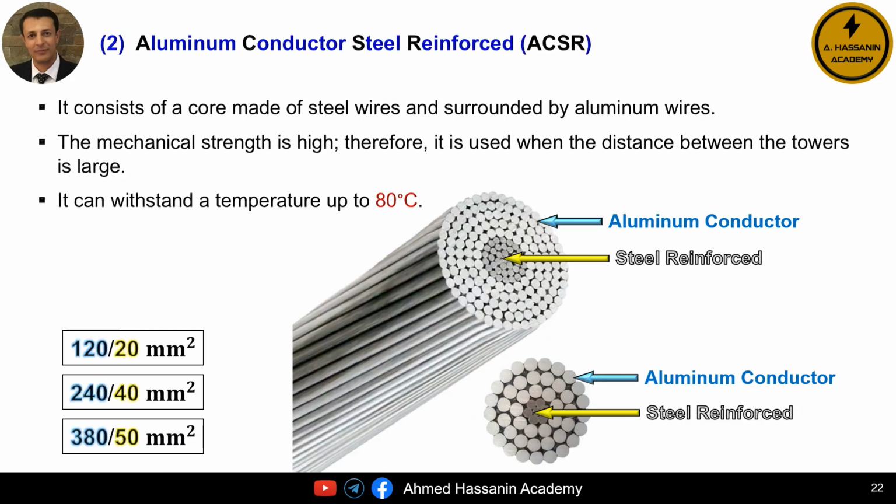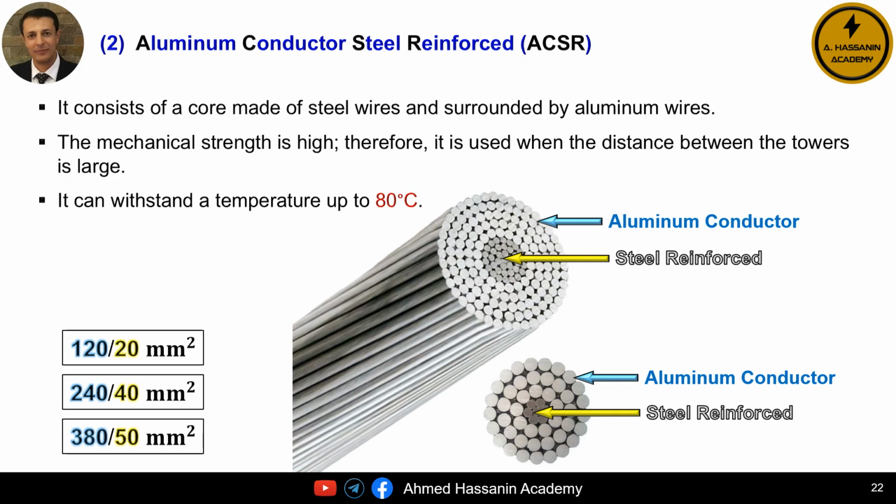The second type of traditional conductor used in overhead transmission lines is the aluminum conductor steel reinforced, ACSR. This type of conductor consists of a core made of one or more layers of galvanized steel wires surrounded by one or more layers of aluminum wires, as shown in the diagram in front of us. From this, we understand that this type of conductor contains two different metals, steel and aluminum.